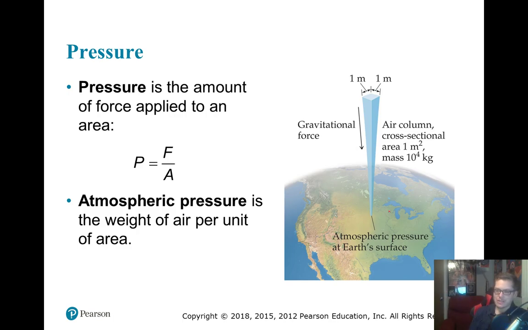For example, if you're standing at sea level and you hold out your hand, for every square inch of your hand there is 14.7 pounds pushing down on it. That's the atmospheric pressure in PSI, or pounds per square inch. Garbage unit, because it uses inches, right? We only use the metric system here in chemistry world. So atmospheric pressure is the weight of the air per unit area.